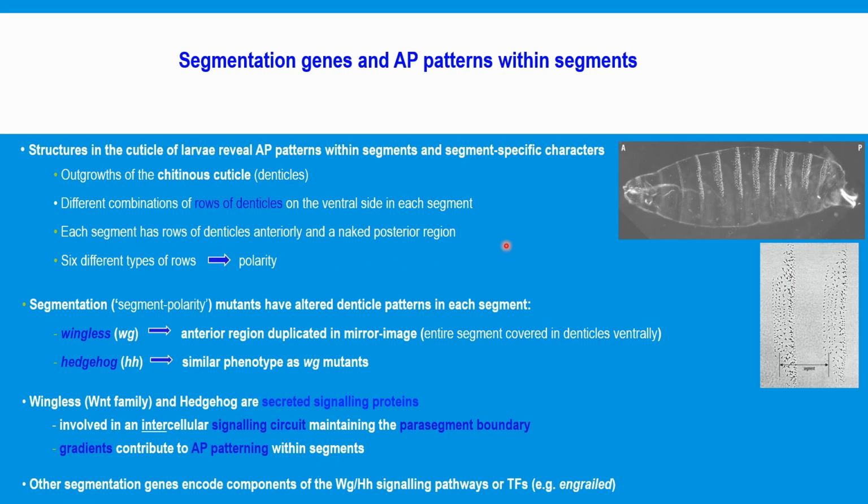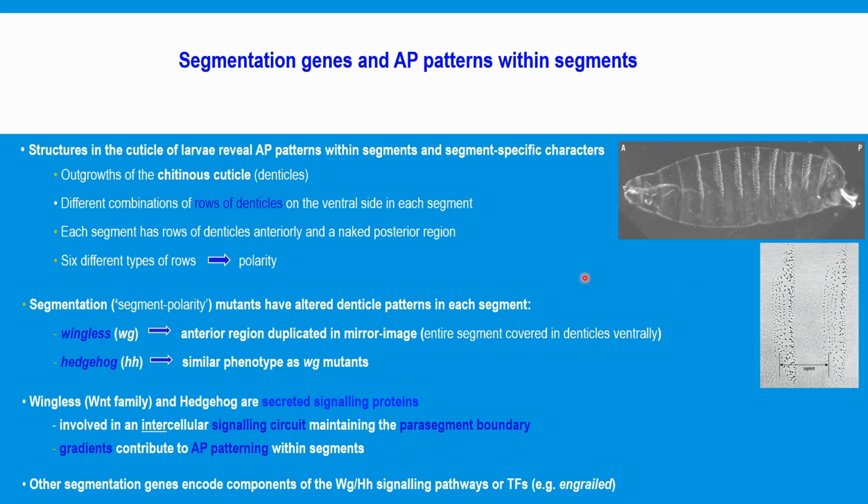Each segment has these rows of denticles anteriorly in the segment, and then naked in the posterior region of the segment. And then there are, in fact, if we look at this, 6 different types of rows of denticles. So there's an anterior-posterior polarity even within this segment.